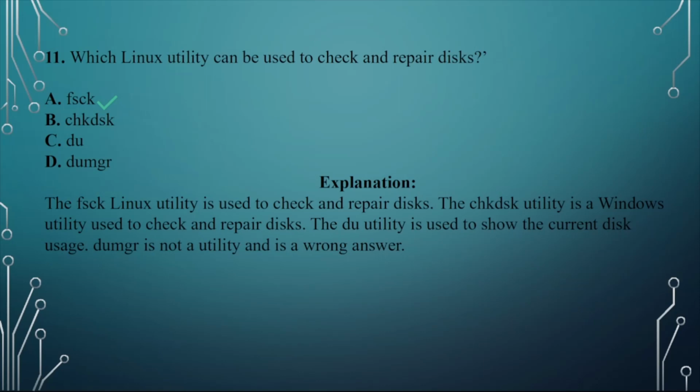The check disk utility is a Windows utility used to check and repair disks. The du utility is used to show the current disk usage. The dumgr is not a utility and is a wrong answer.